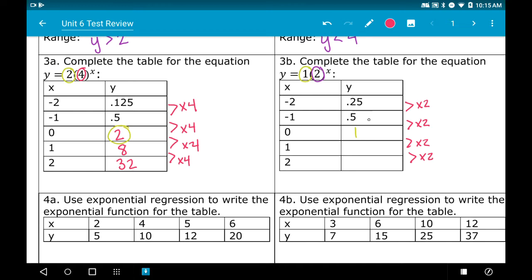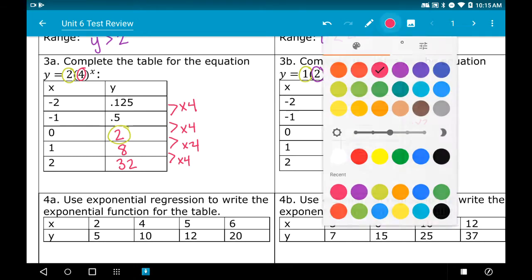So 0.25 times 2 is 0.5. 0.5 times 2 is 1, which is what we got from the y-intercept. 1 times 2 is 2. 2 times 2 is 4. So that is our equation for these.